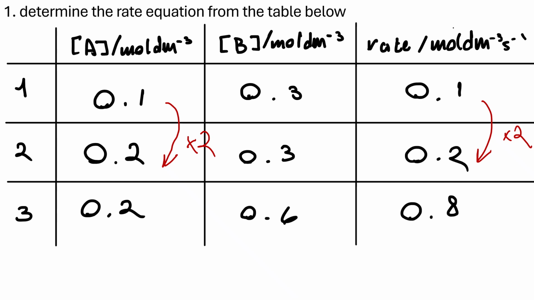And we know this is a direct result of the concentration of A changing, because the concentration of B has stayed constant between experiments 1 and 2. Since the rate doubles and the concentration of A doubles, we can say that the rate is directly proportional to the concentration of A. Hence, A is first order.